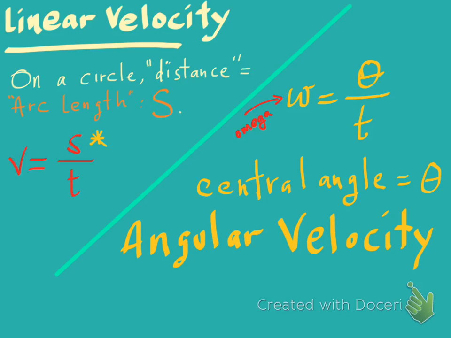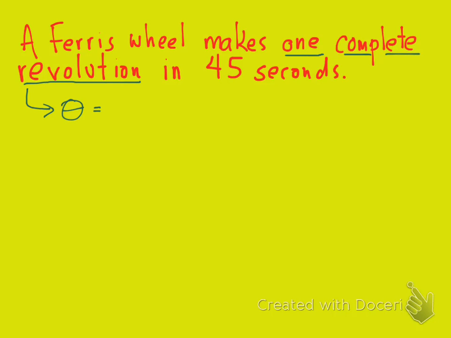Let's focus on angular velocity here for just a second. Give you a couple of examples to ponder. I had a Ferris wheel picture up there earlier. So let's say we have a Ferris wheel that makes one complete revolution in 45 seconds. Let's find the angular velocity of that Ferris wheel. Well, it's pretty simple, really. The phrase one complete revolution, that is 2 pi radians. One revolution, once around the circle, is 2 pi radians.